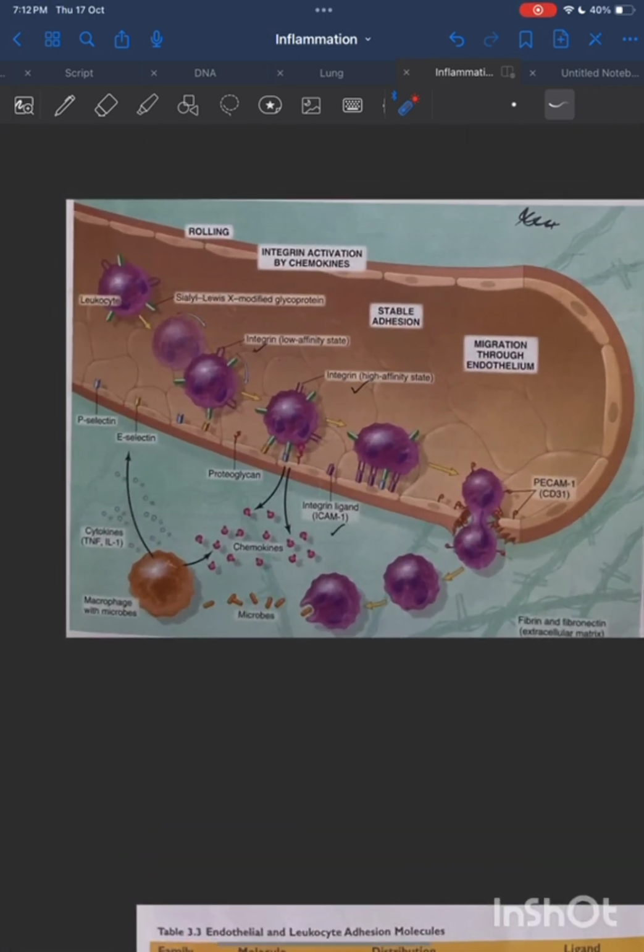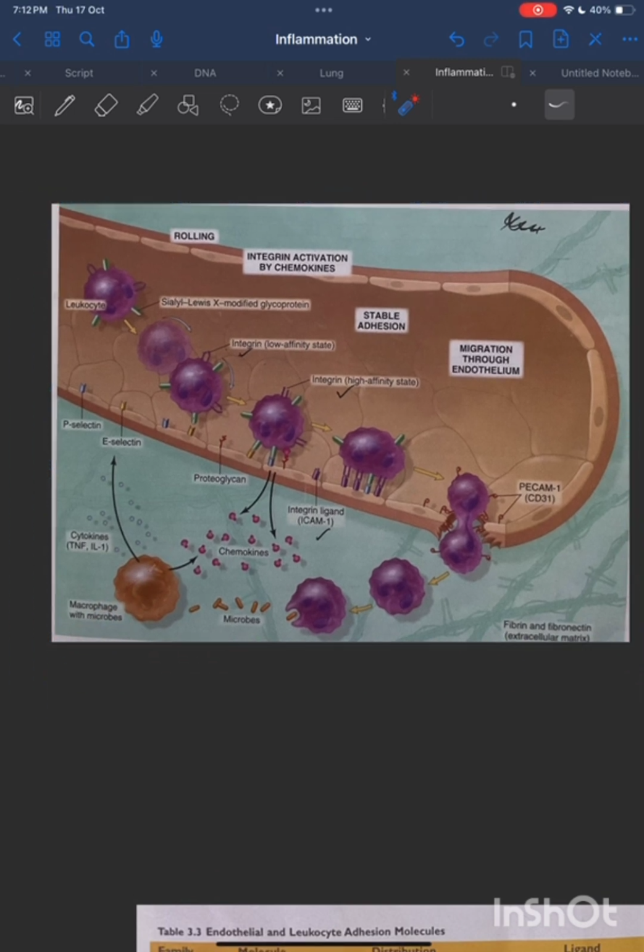Once again, this is a picture taken from Robbins. First, this is a leukocyte, and we already have sialyl Lewis X modified glycoprotein. This is a ligand for selectins. Normally it will go in a straight line, in the middle of the lumen. As soon as an injury happens, it releases cytokines like TNF and interleukin. It will help in expression of P-selectin, E-selectin, and L-selectin.